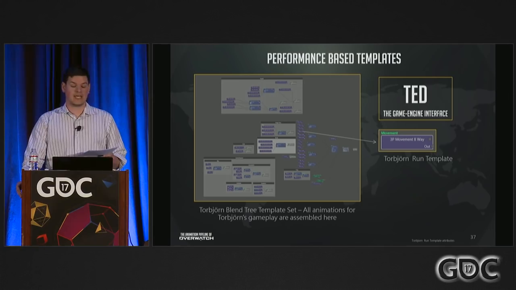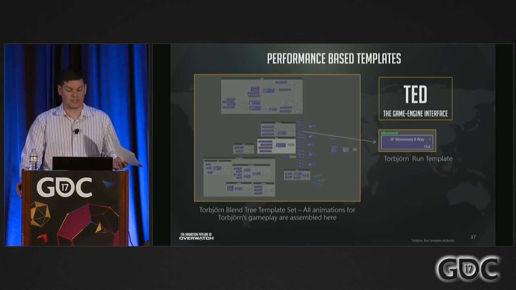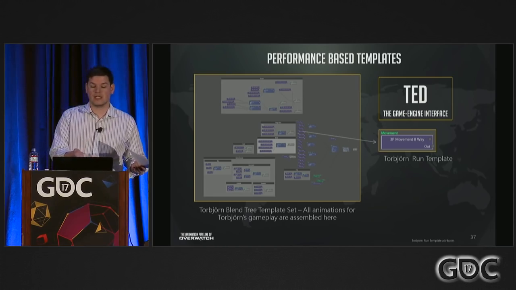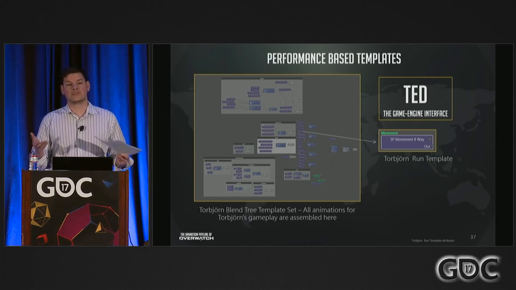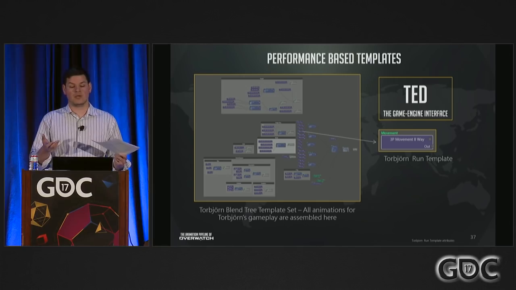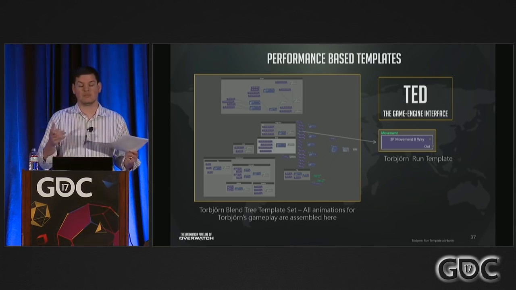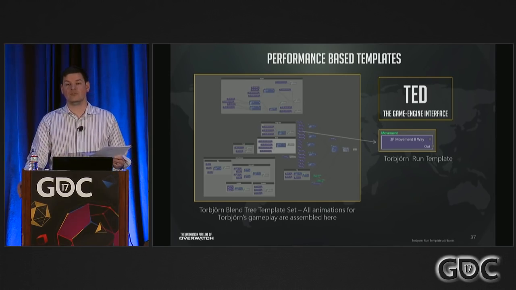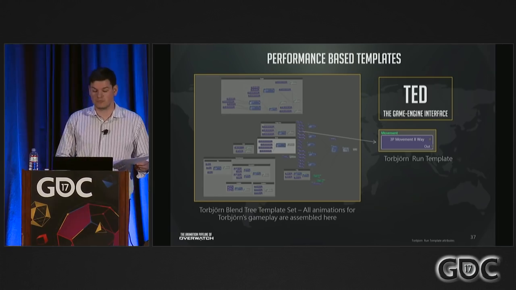This is a view from our engine TED. TED is the name of our game engine interface. So Torbjorn here, this slide on the picture on the left represents all of Torbjorn's third-person gameplay movement animations. Each box, the purple and blue boxes, is a template, which includes animations that make up the performance. You can see I've zoomed in on the right to the third-person 8-way movement template. This is what contains all of the animations and assets from the previous slide that make up the movement performance.